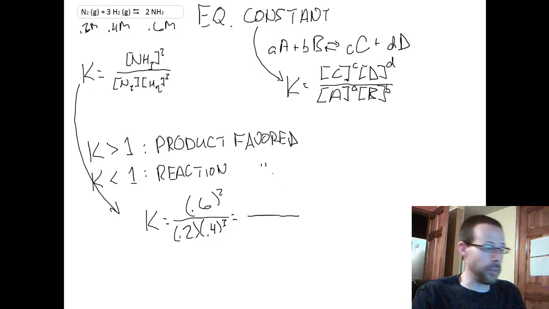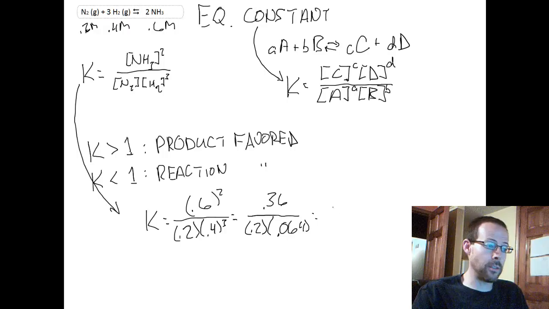We're going to simplify this a little bit. 0.6 squared is going to be 0.36. Then we have 0.2 in the denominator, and then 0.4 raised to the third. Well, 4 times 4 is 16, times 4 is 64, so it's going to be 0.064. We can simplify this a little bit more: 0.2 times 0.064, move our decimal over, gives 0.0128.